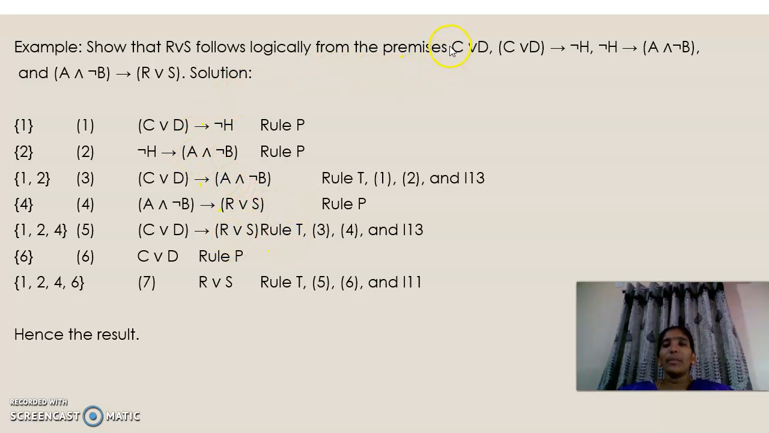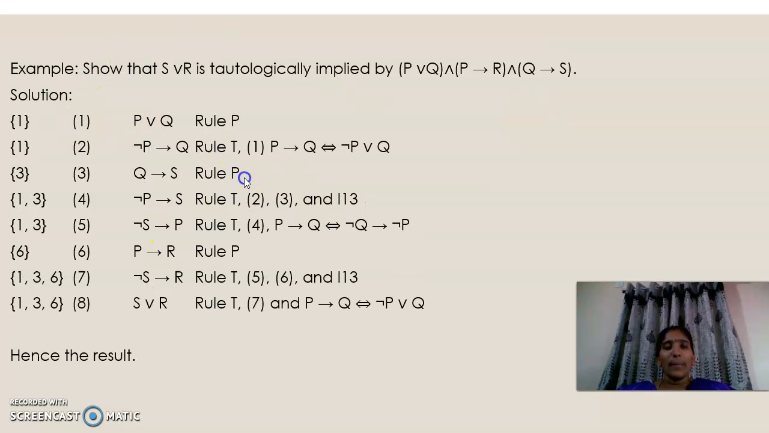And the remaining premise we have is C or D. So you have to write down C or D. It is rule P. So by using rule I11, C or D, C or D conditional R or S, okay, you will get R or S. It is rule T. So finally we can show R or S. So R or S logically follows from these four premises. Okay.